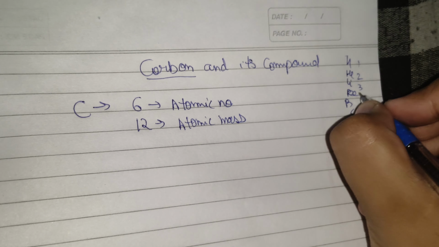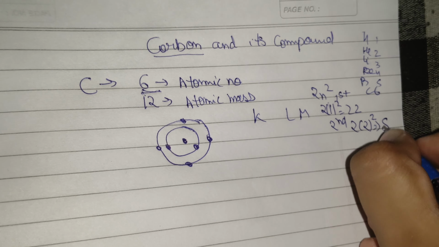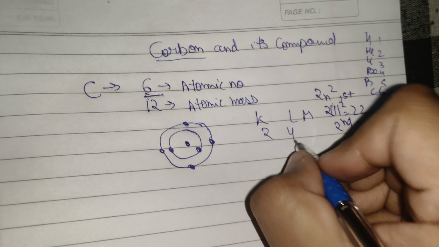What is the formula to find the number of electrons in a particular shell? It is 2n squared. For the first shell, n is 1, so 1 squared gives 2. For the second shell, it is 8, so first 2, then second 4.